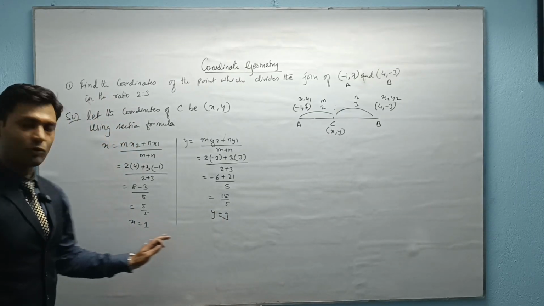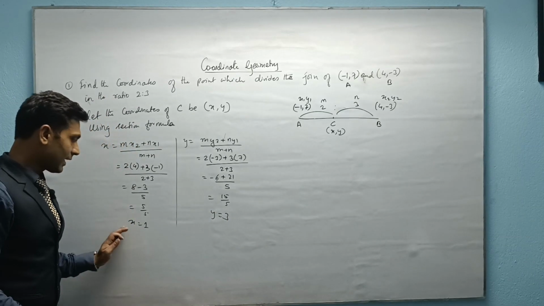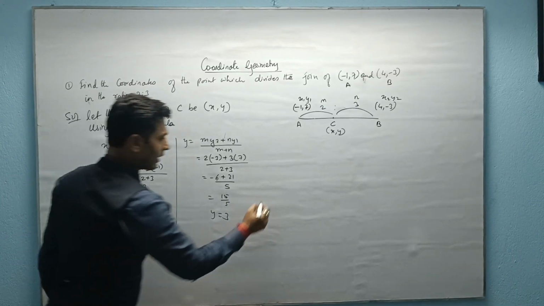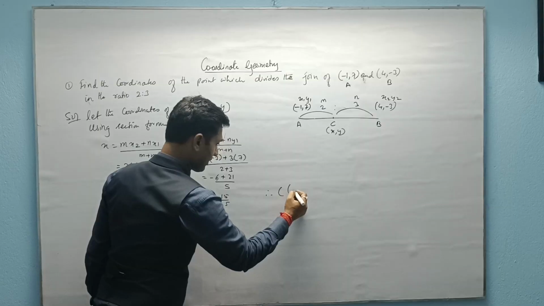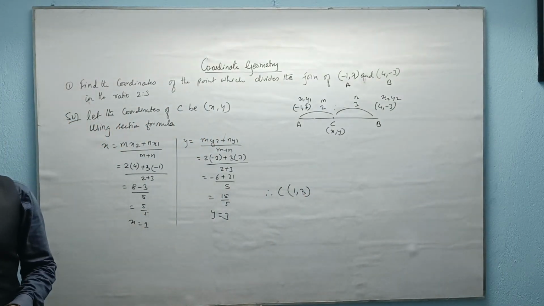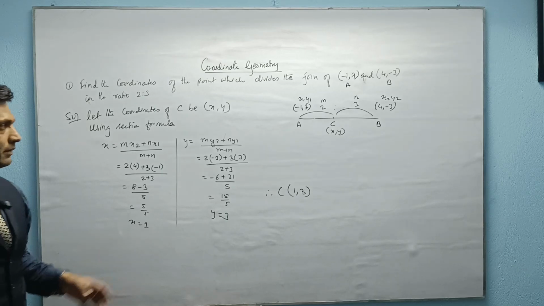So we got both the coordinates. That is x is 1 and y is equal to 3. So therefore C is (1, 3). Is it clear? Very simple.